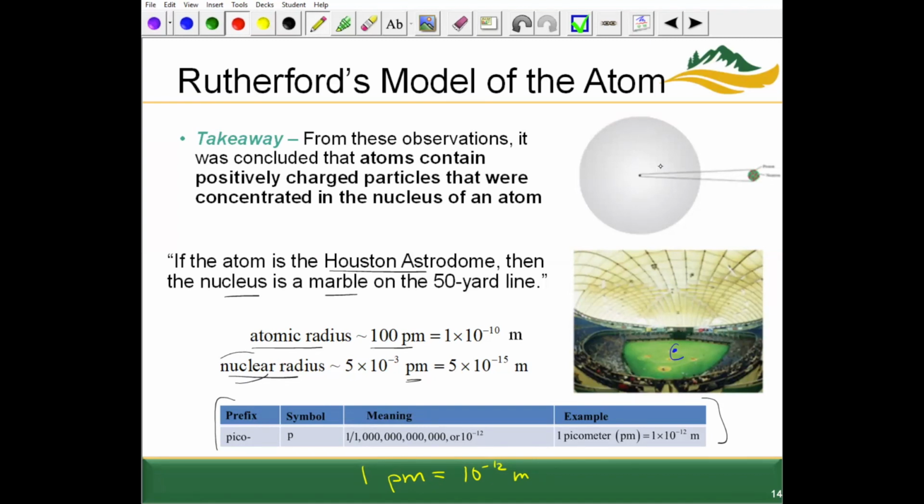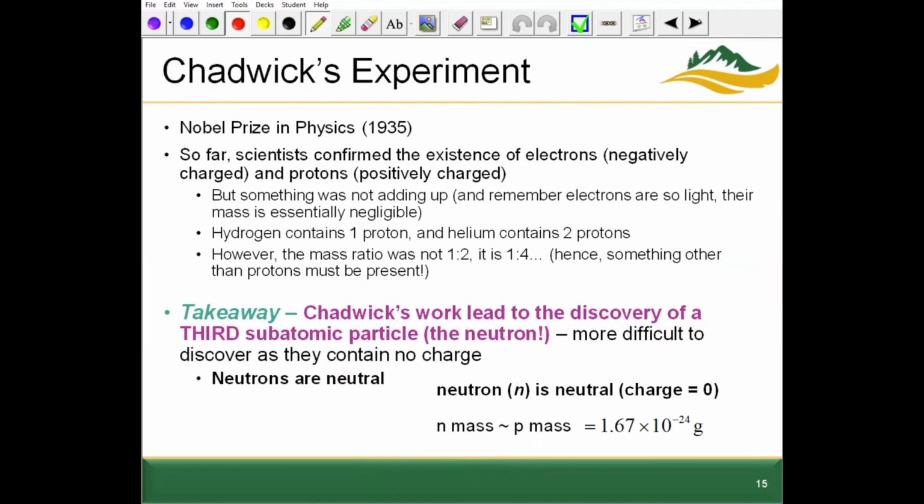So at this point with Rutherford, we have negatively charged electrons and some positively charged protons. There's one more subatomic particle that hasn't been identified yet in this discovery process. That is not until Chadwick came along. What Chadwick did is he recognized that hydrogen contains 1 proton and helium contains 2 protons. Because electrons are so light, their mass is essentially negligible.